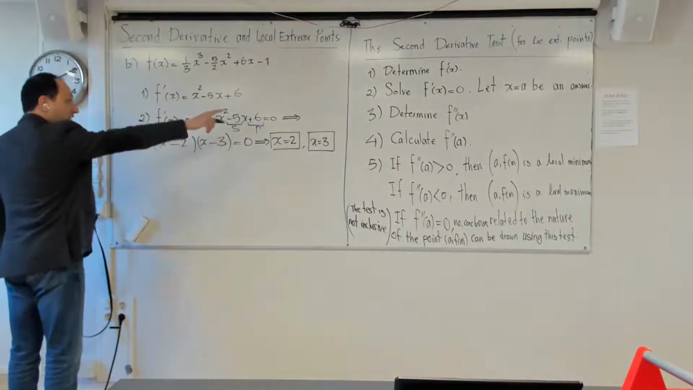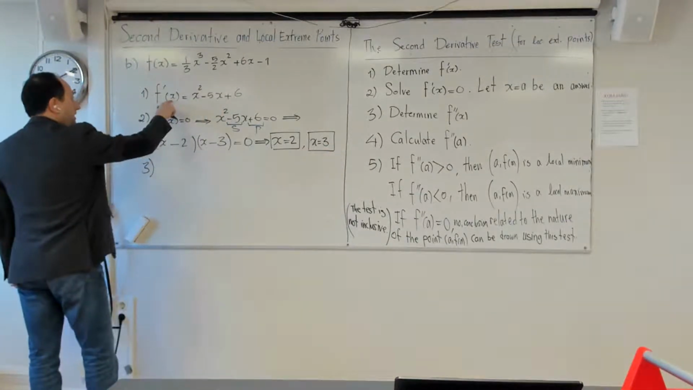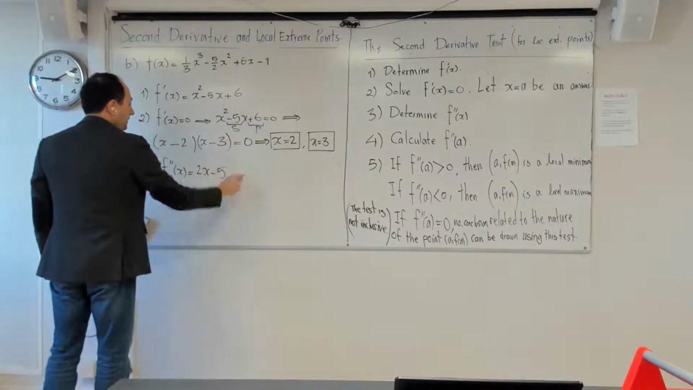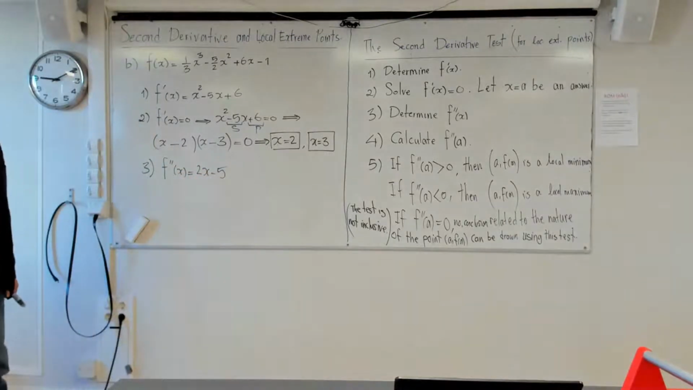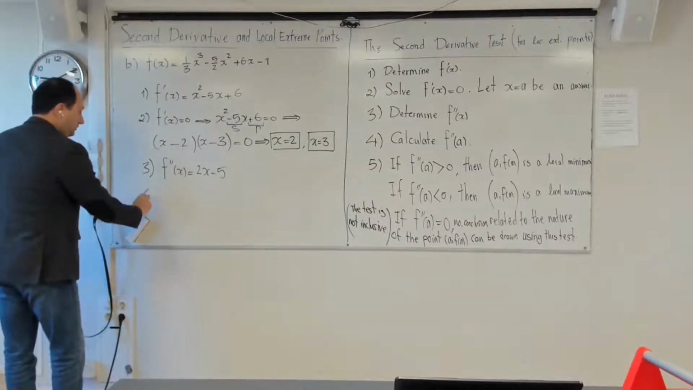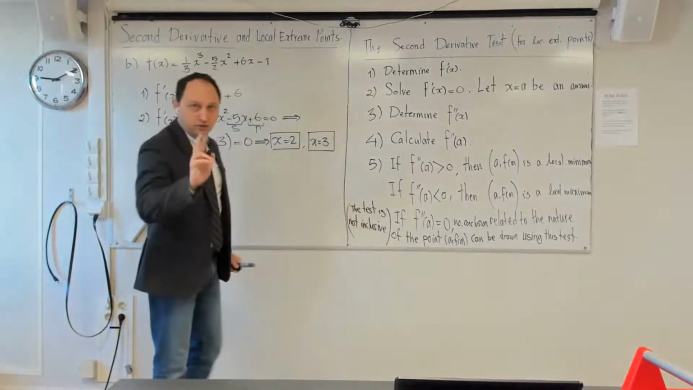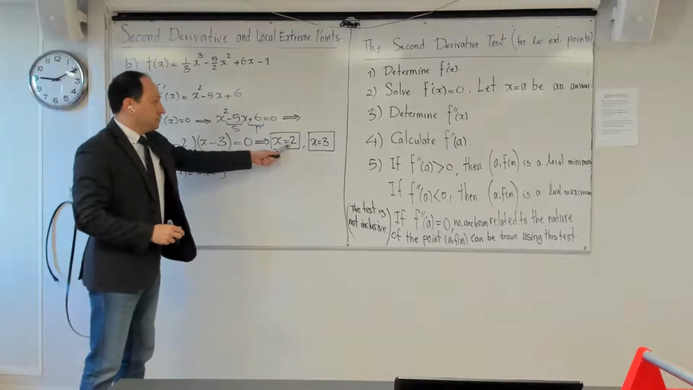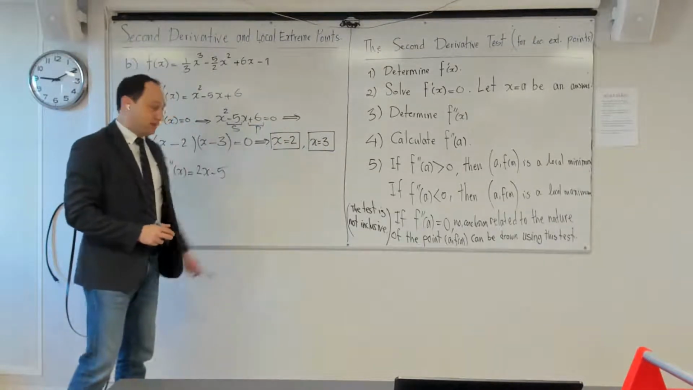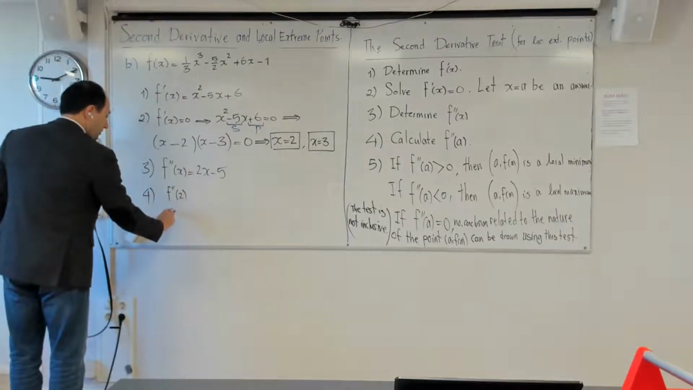So I will calculate the second derivative, number 3. I take another derivative from this function. It becomes 2x minus 5. Okay? And then what I do, number 4, I calculate f double prime of a. But there are two numbers involved here. One of them is 2, one of them is 3. So I have to do this calculation for both of them. So this becomes f double prime of 2, f double prime of 3.